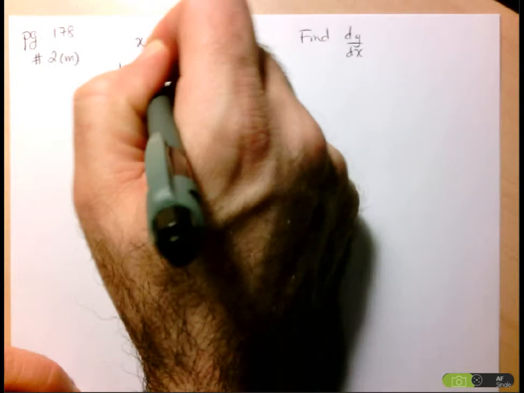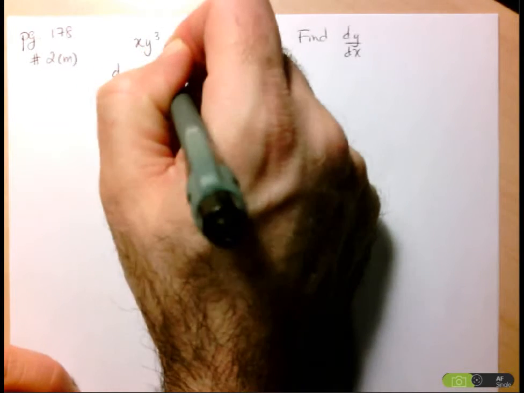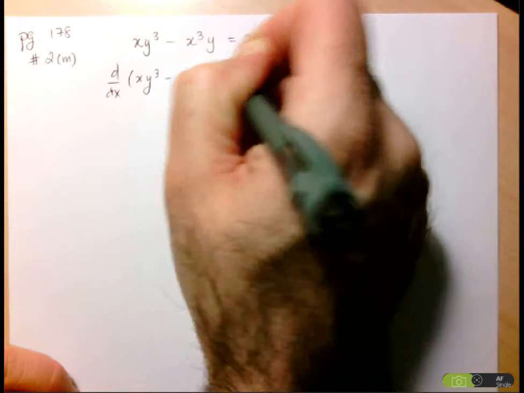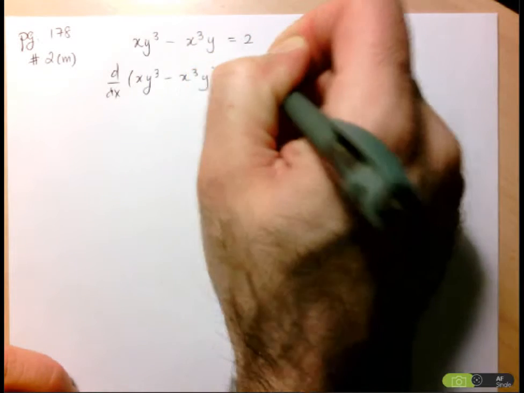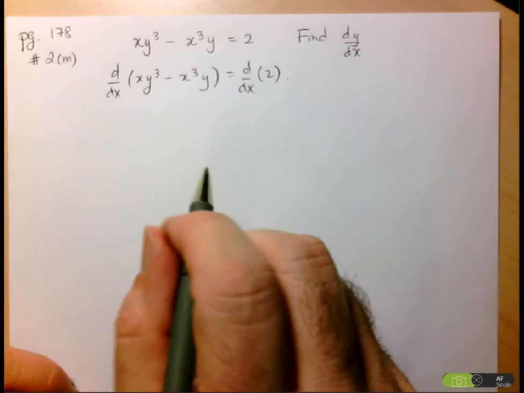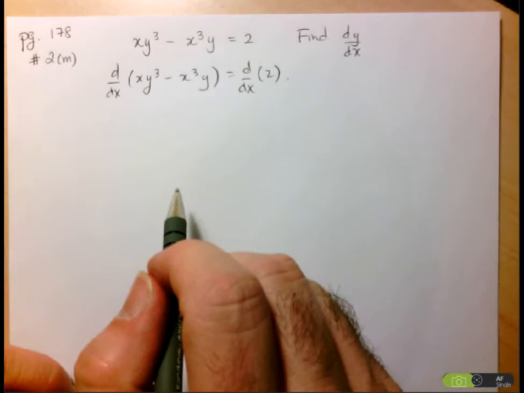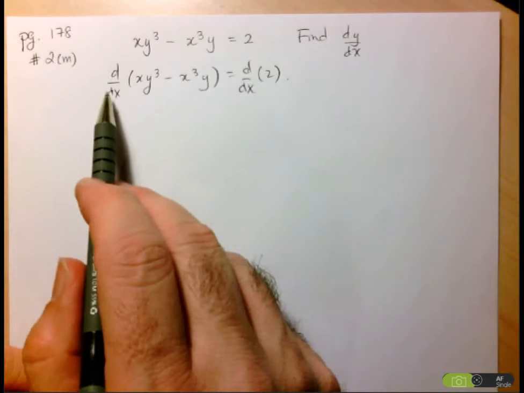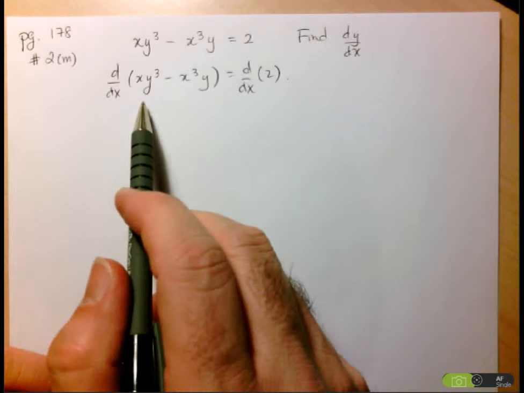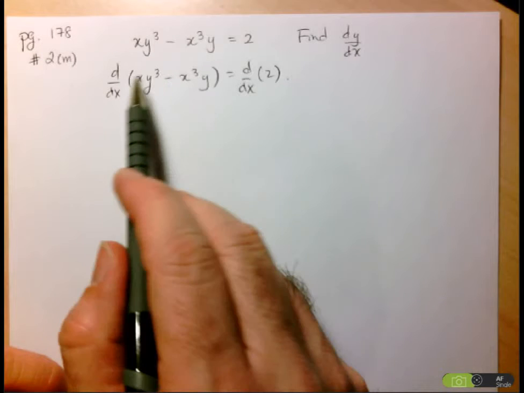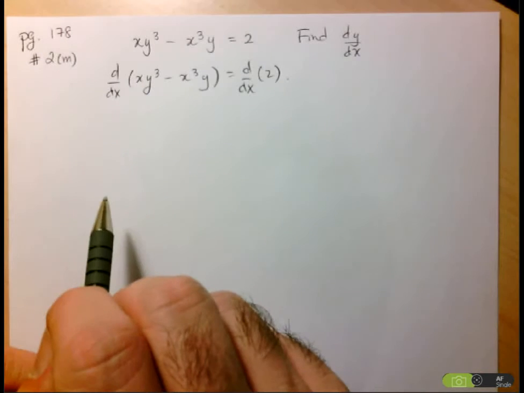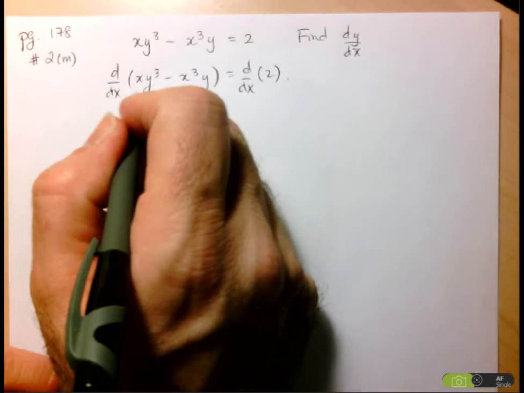Okay, so we'll do that. Okay, now we see the right-hand side is nice and easy. It's just a constant, so that'll be 0. But now here, I'm going to use the subtraction rule to break this up into two derivatives, the difference of those two derivatives. So let me start with this one here.